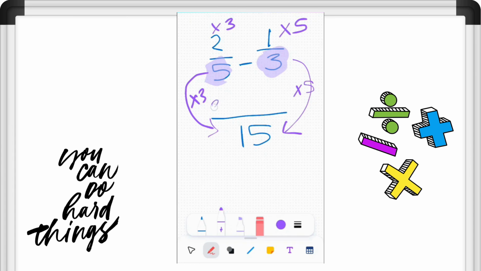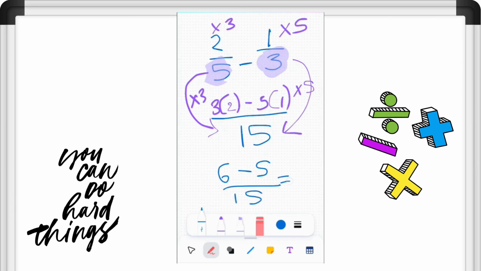So I'm going to have 3 times the 2 minus 5 times the 1. So if I calculate that, that gives me 6 minus 5 over 15. And 6 minus 5 is just 1 over 15. And that's your final answer.